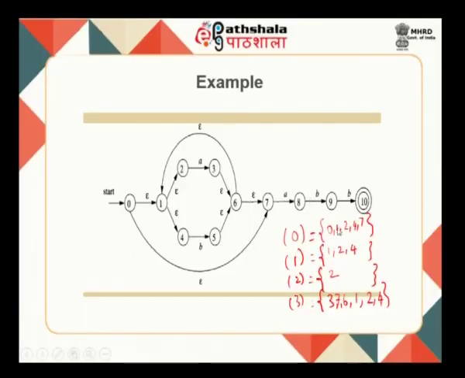2 on 3, 2 on A will take you to 3, 7 on A will take you to 8. Out of all these 5 states, there is a transition from 2 and 7 on A, which goes to states 3 and 8 respectively. Now, I need to find out epsilon closure of 3. Epsilon closure of 3 will be 3, 6, 1, we have just now listed 1, 2, 4, 6, 7, and then epsilon closure of 8 is only 8. So, it is 1, 2, 3, 4, 6, 7, 8.